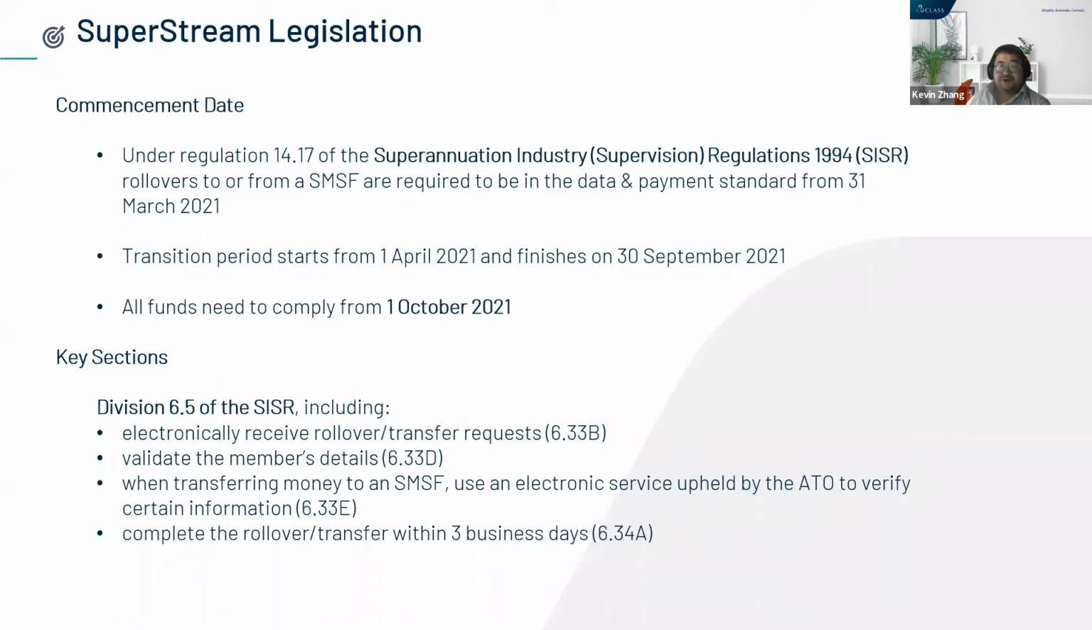To receive electronic rollover transfer requests, it's under 6.33B. To validate member details, it's 6.33D. Now, when you transfer money out to a self-managed super fund, use the electronic service upheld by the ATO to verify certain information. That's under 6.33E. Finally, there is a requirement to complete the rollover or transfer transaction within 3 business days.